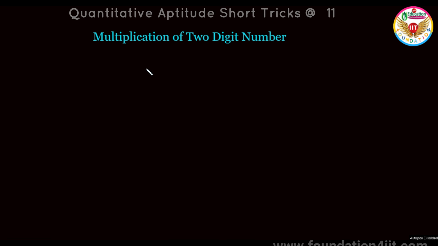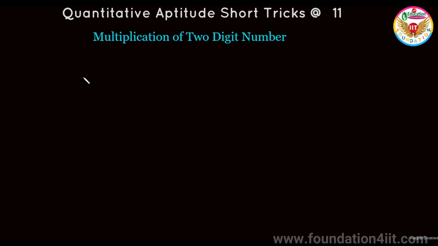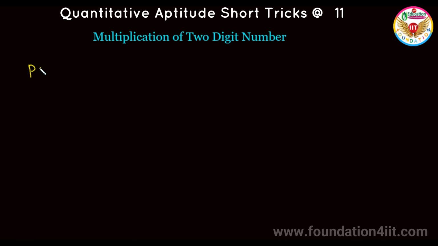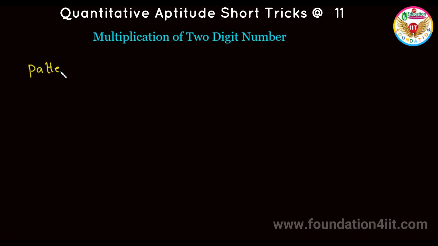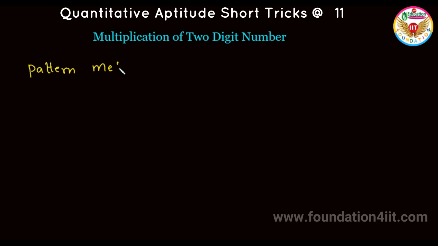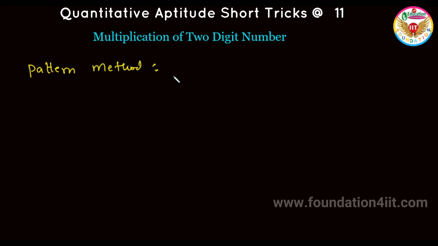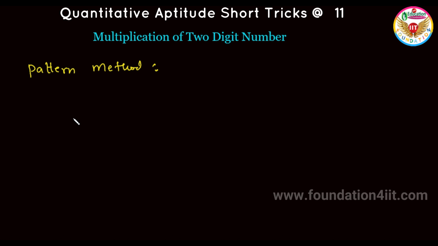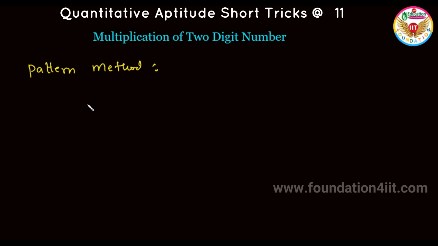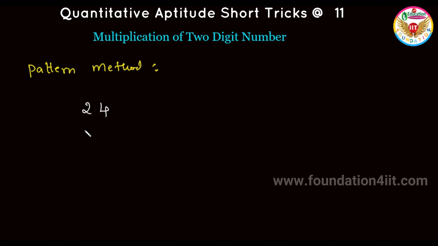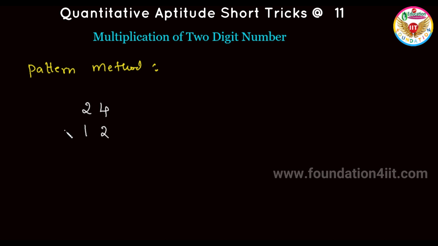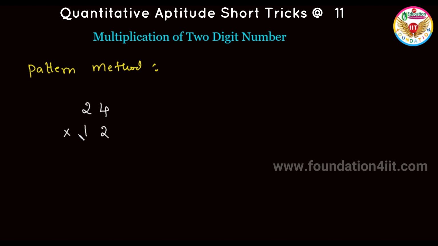Multiplication of two-digit numbers. In this concept, I'll explain a few methods. First, let us see the pattern method, to multiply any two two-digit numbers. For example, let me take the question 24 multiplied by 12. Let me take the small number first.